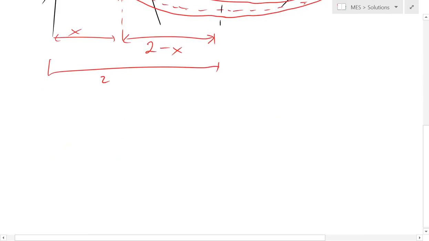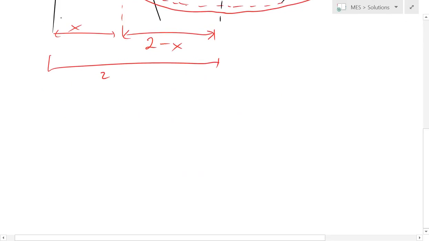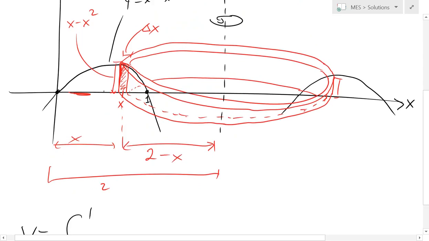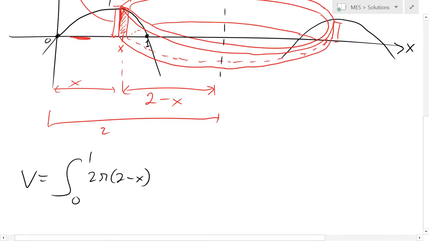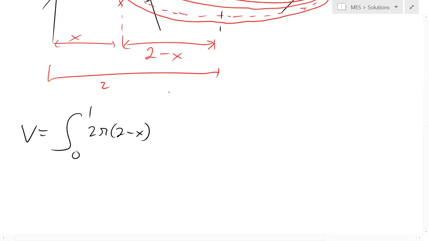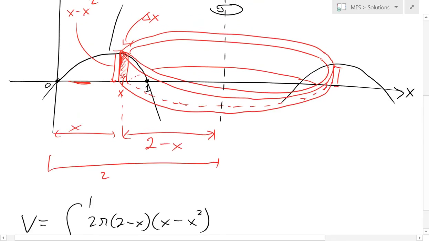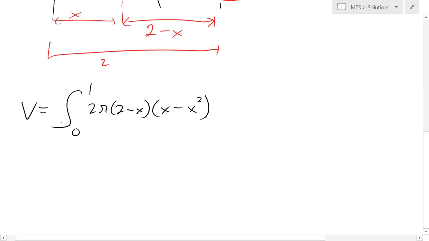Now we can write the volume integral as a cylindrical shell, and that would be V equals the integral from 0 to 1, again from 0 to 1 right here, of 2 pi times this radius, 2 minus x, which gives the circumference, times the height of our shell, x minus x squared, times the thickness, which is delta x, but in this case an infinitely small dx because we're using an integral. So we get this right here.